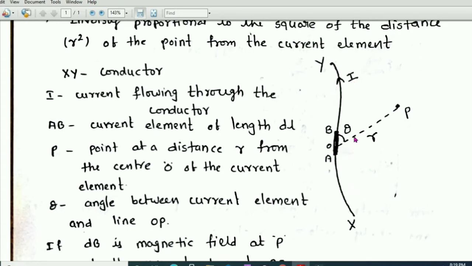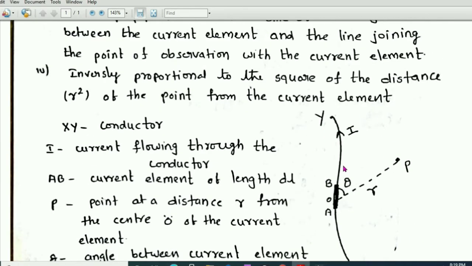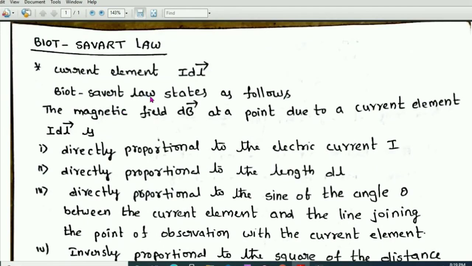And theta is the angle between the length element and the line joining the point with the center of the length element. So let us consider these assumptions. By these assumptions, let us take the Biot-Savart law.